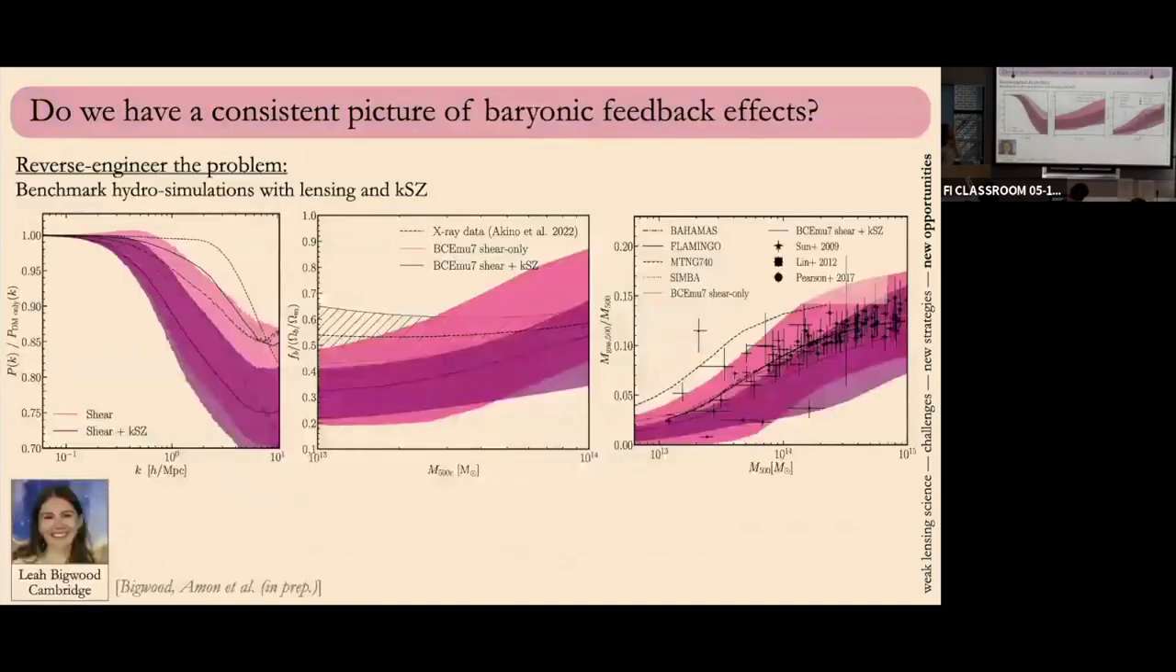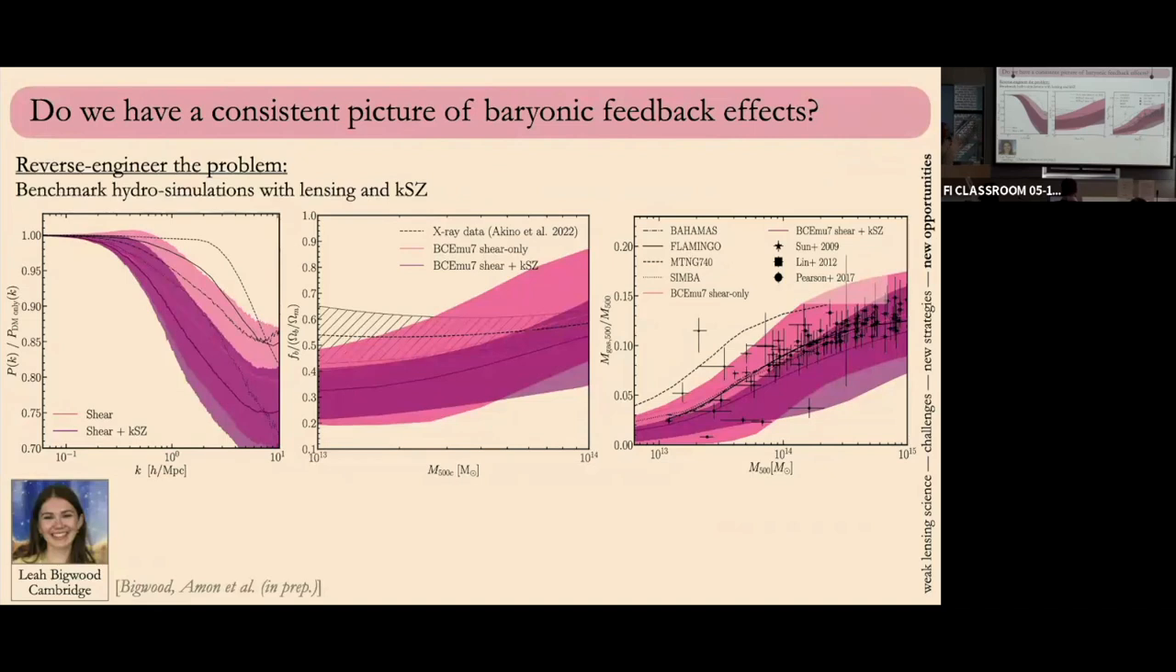A couple more points. The final part of what Leah's been doing is that we wanted to reverse the story. We've been using our cosmic shear data and worrying about baryonic effects, but you could just turn the problem upside down and use the cosmic shear data to constrain baryonic effects. And what we found is really intriguing so far.